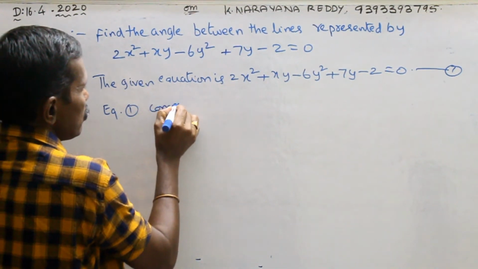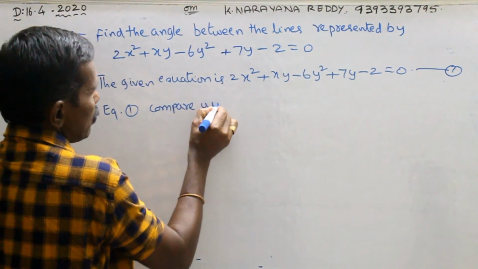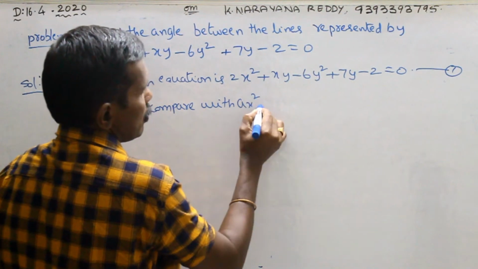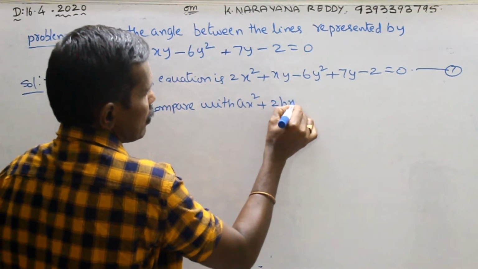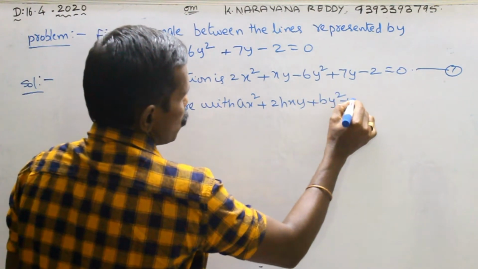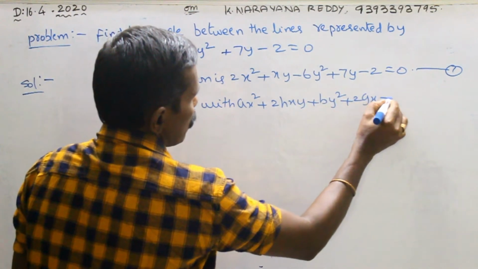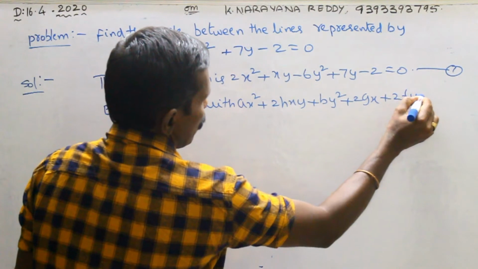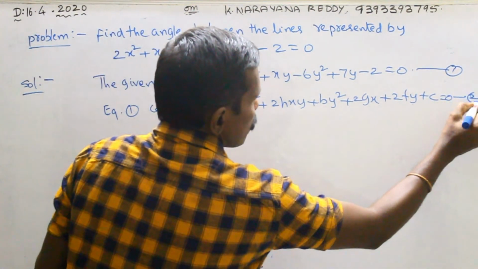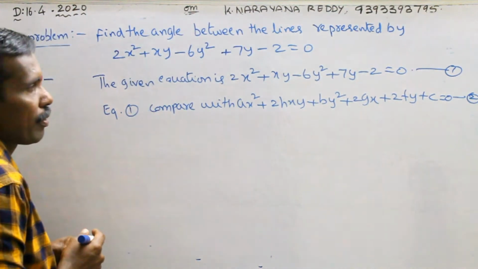Compare with ax square plus 2hxy plus by square plus 2gx plus 2fy plus c equals to 0. This is equation 2.